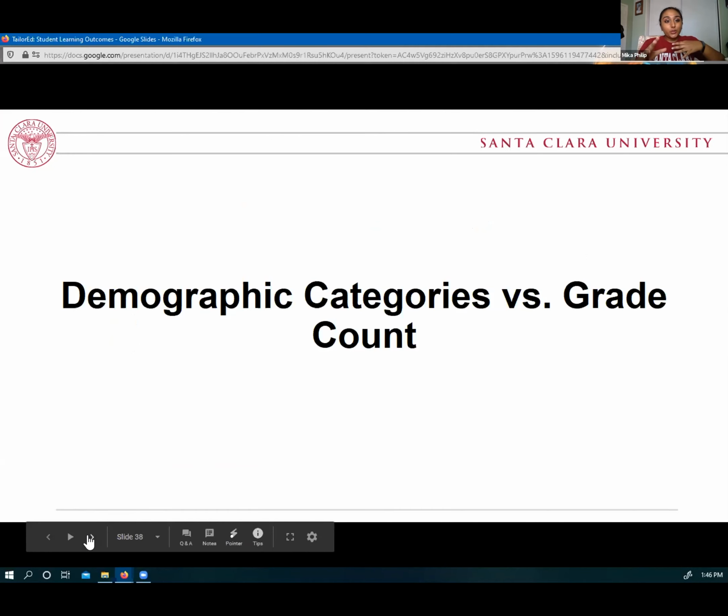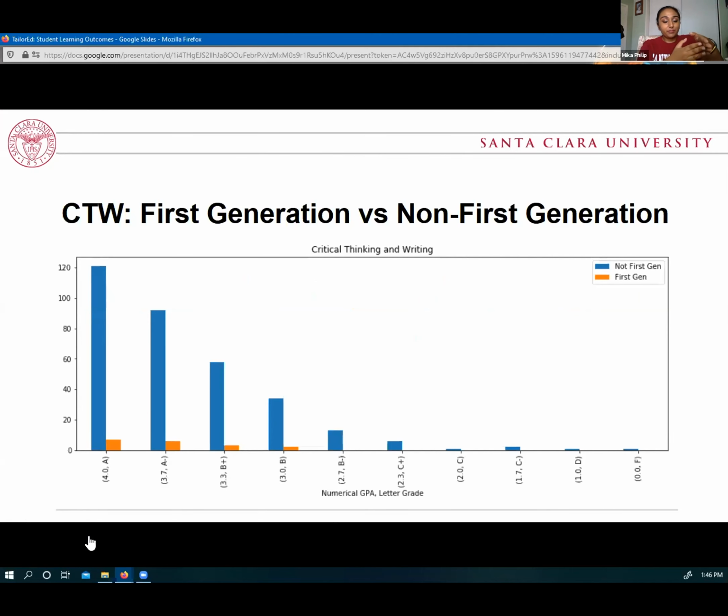What we hope to do in the future is have the graph on the web tool show the breakdown in terms of the classroom layout. But this is the step we have now, where we break it down by demographic data. In this case, first generation versus non-first generation, and the grade count they got, A to F. Next slide.